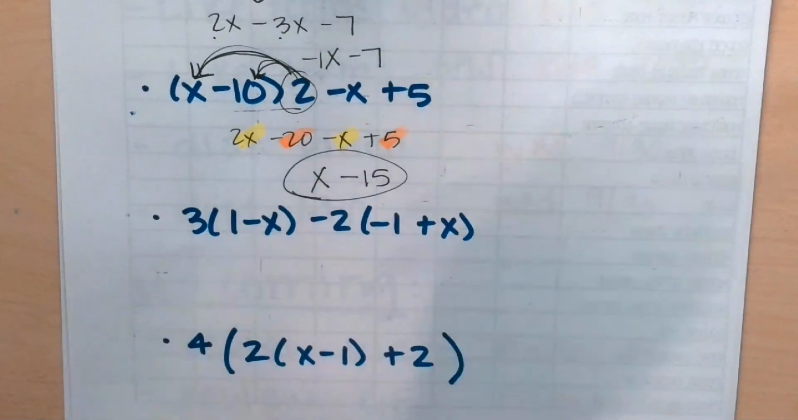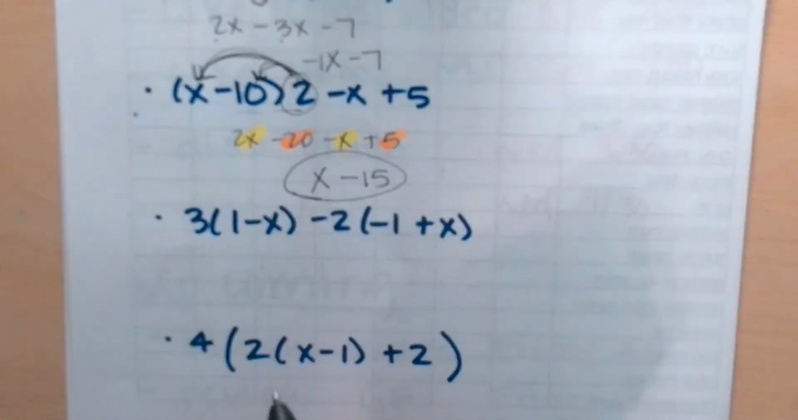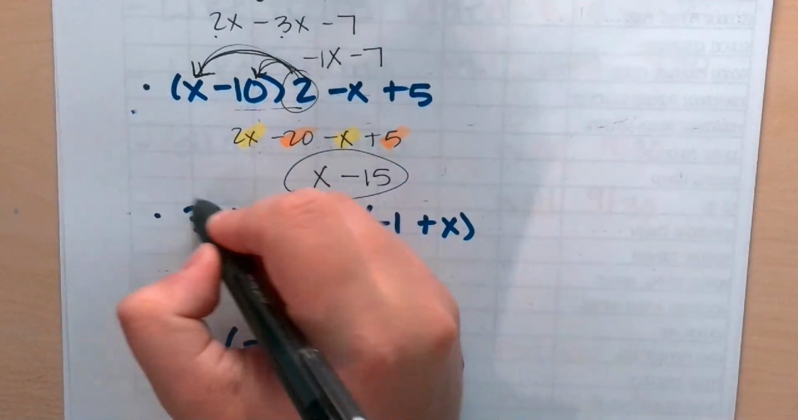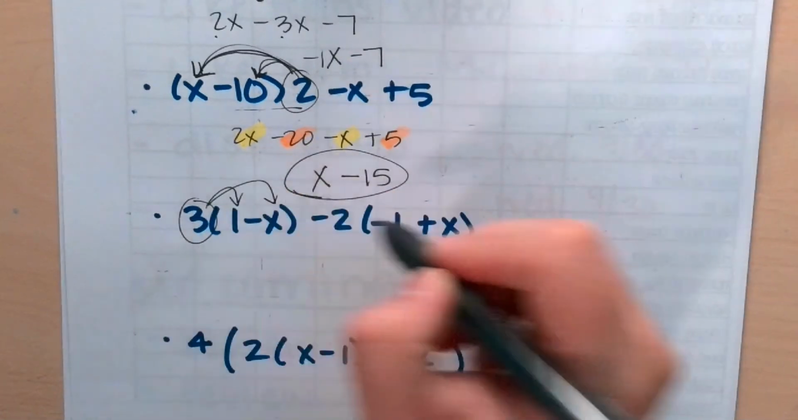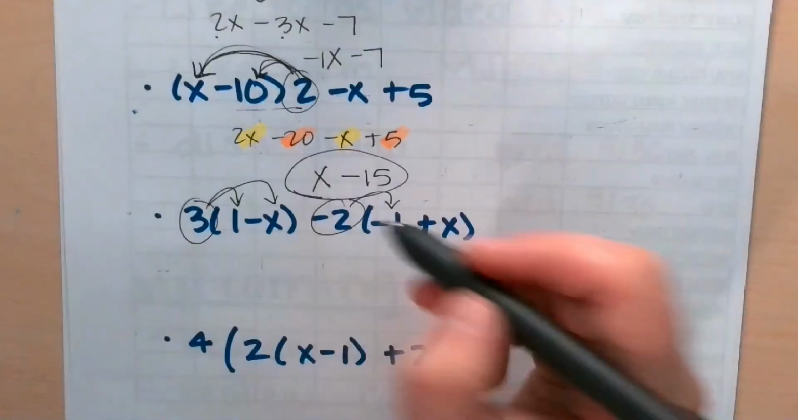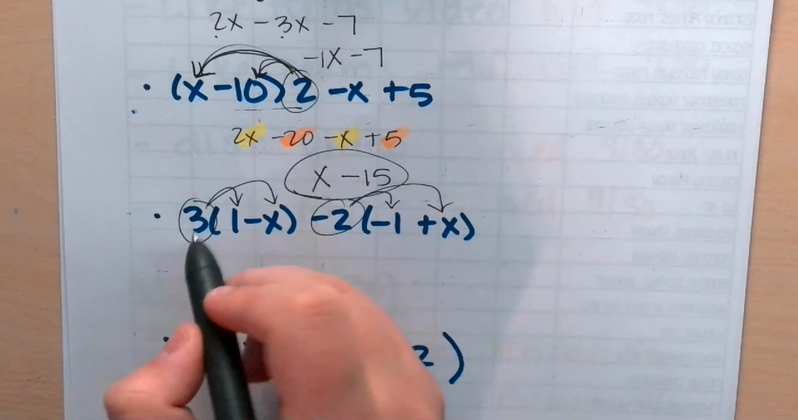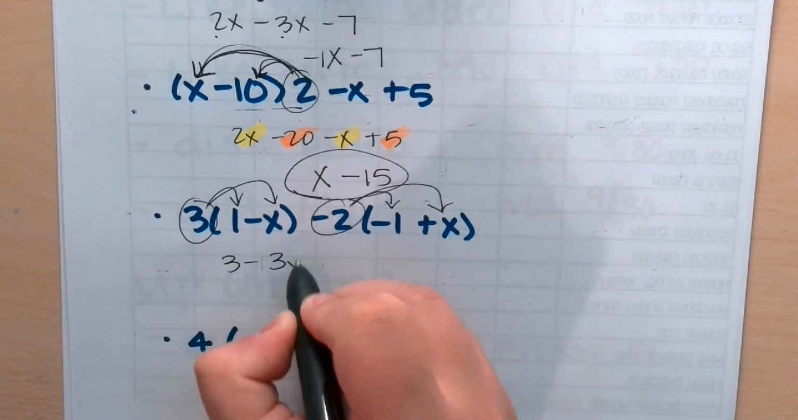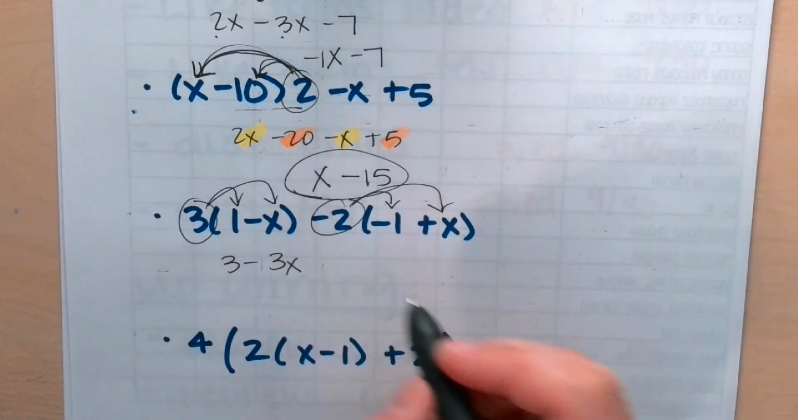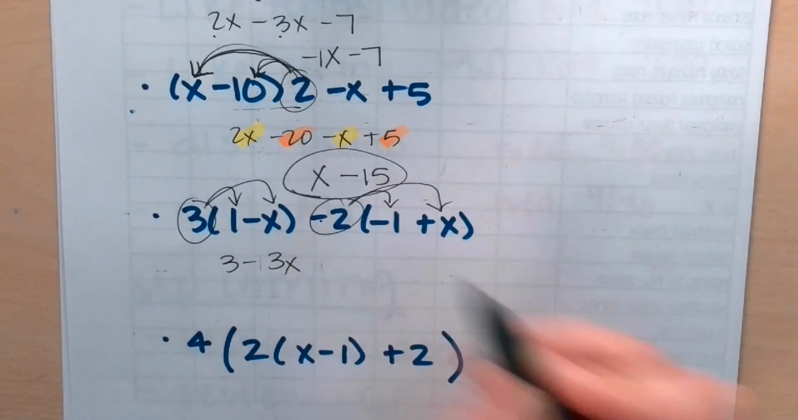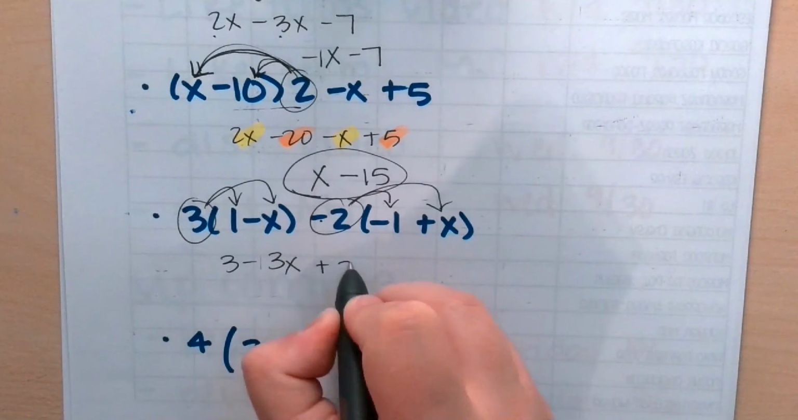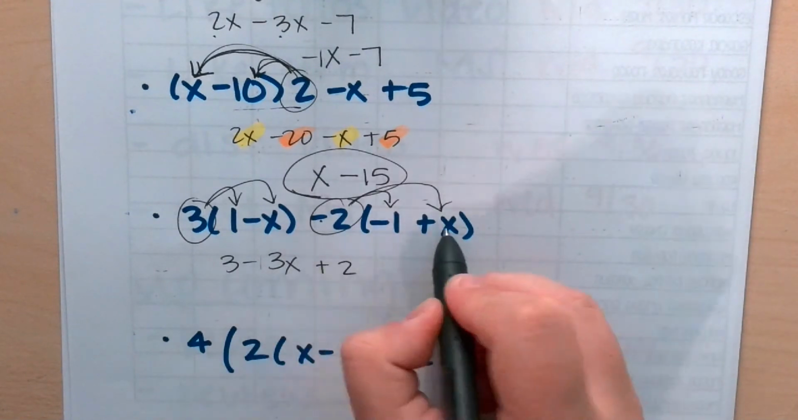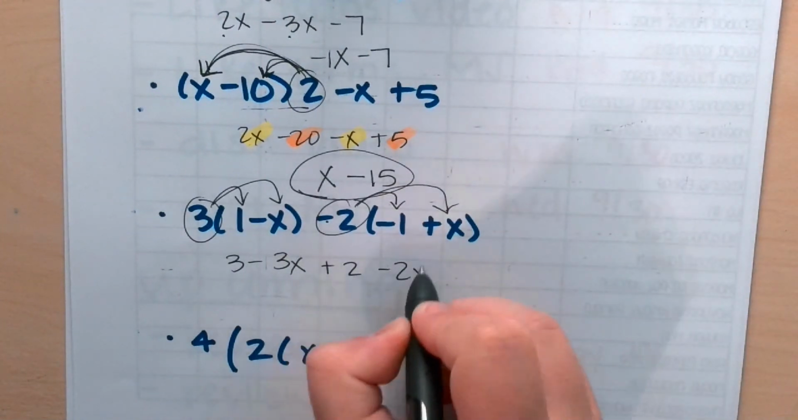So, this one, we have double distributing. Nothing too crazy, right? We're just going to distribute into 2 different sets of parentheses. We've done this before. So, we distribute the 3 to this first set. We have 3 minus 3x. We distribute that negative 2. Negative 2 times negative 1 gives us a positive 2. Negative 2 times x gives us a minus 2x.